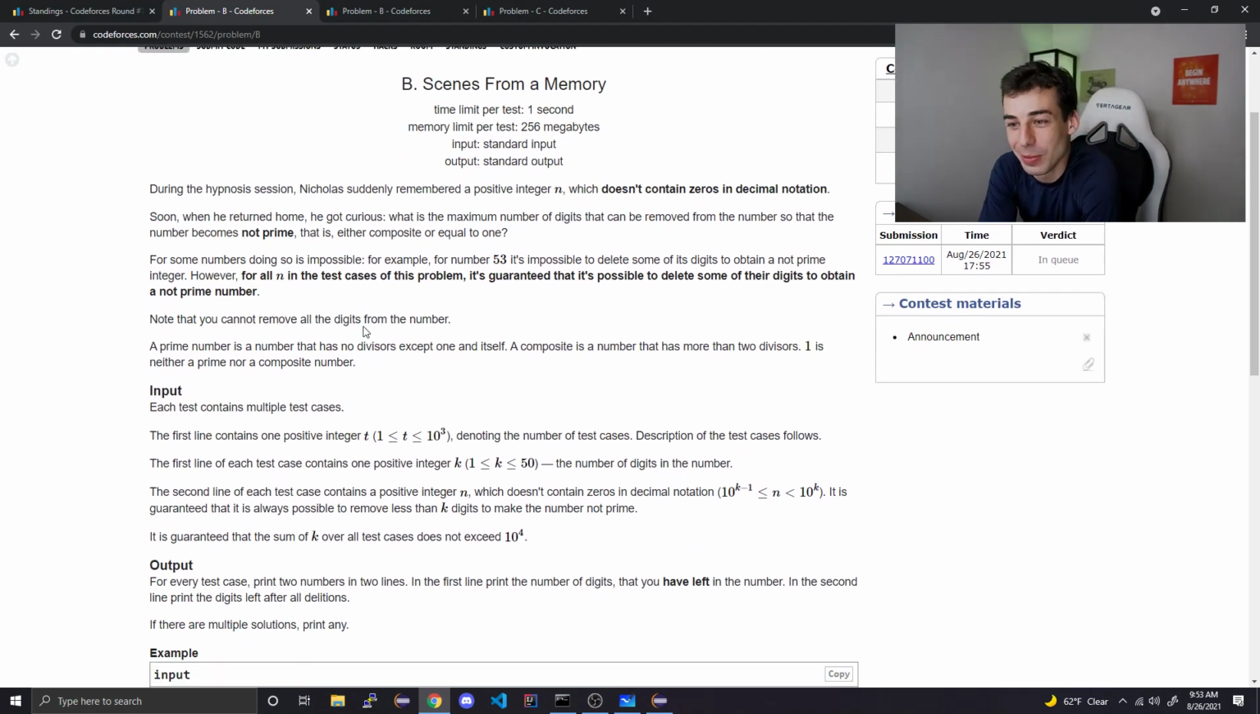Okay, during a hypnosis session, we have some integer n, and we want to know, if we remove some digits, what's the maximum number of digits that we can remove so that at the end we have some number that isn't prime.